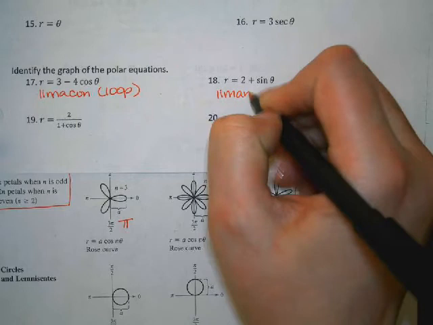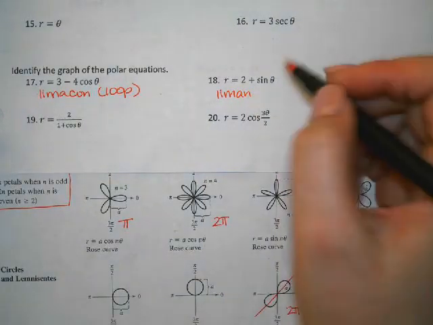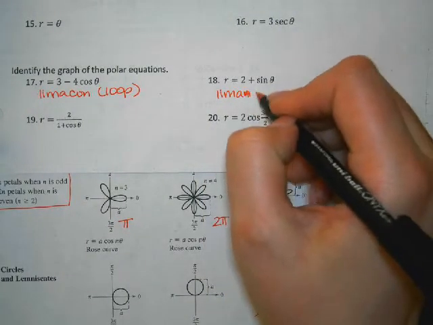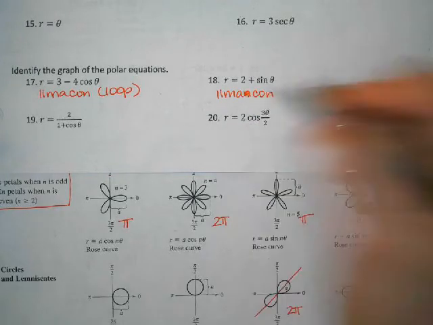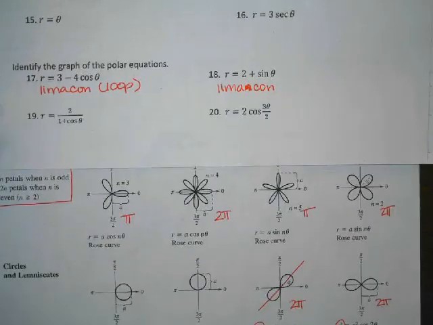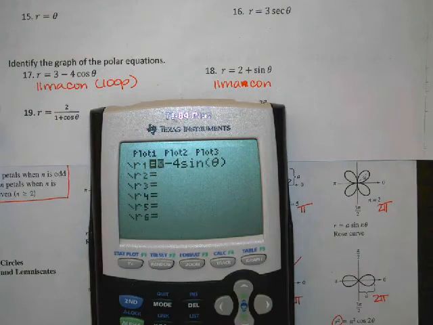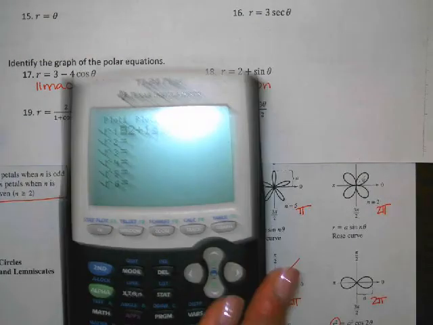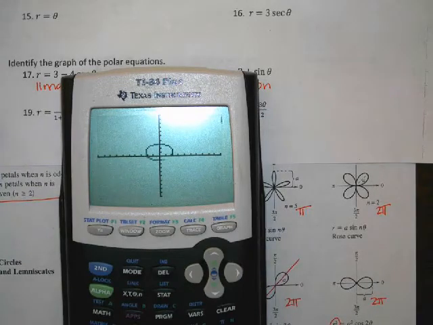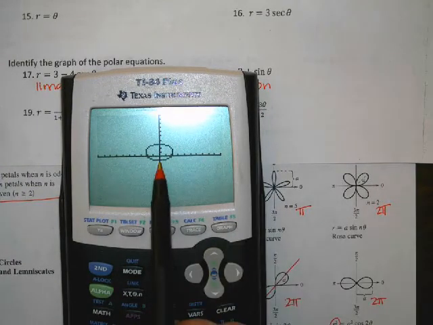Limacon, no loop. I wrote Lyman. No, you can just say Limacon. Yeah. So if we go ahead and graph this one, we're going to have a 2 plus 1 sine theta. It's going to make it a bit smaller. This one, I think technically it would have a little bit of a dimple there, but it looks like it's pretty flat.